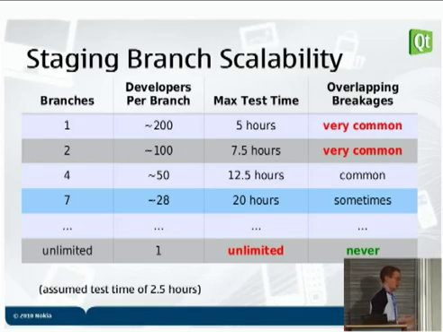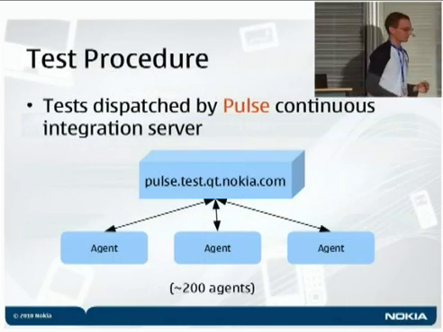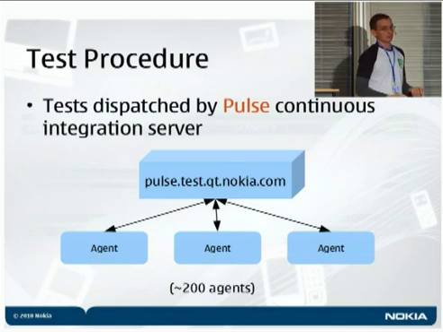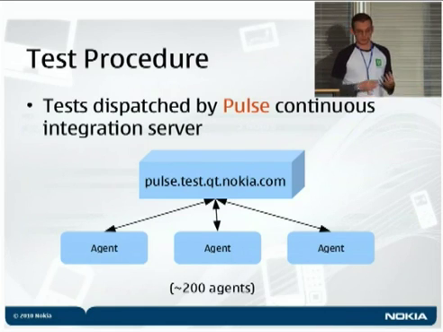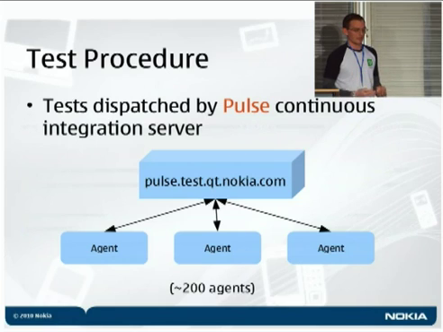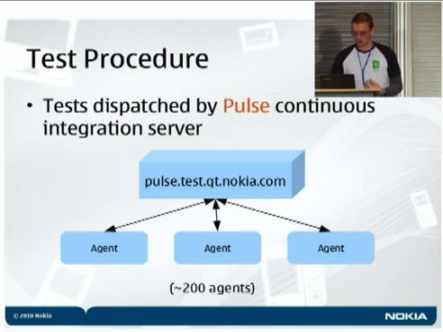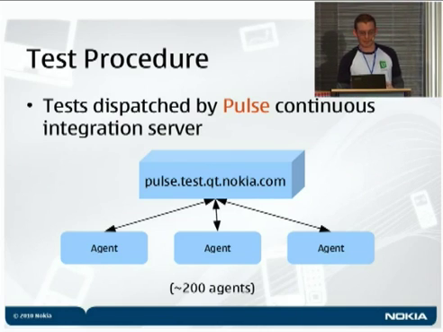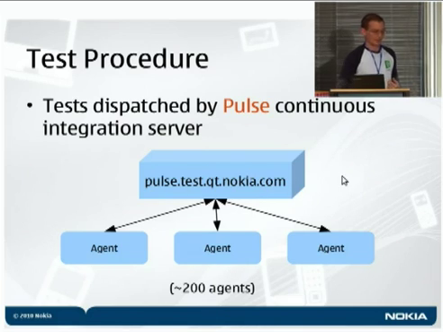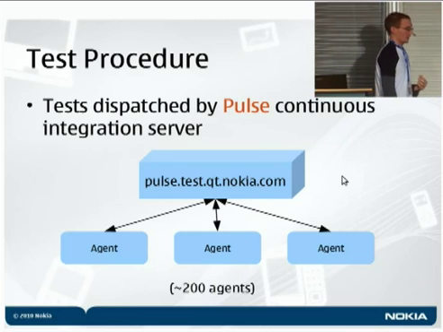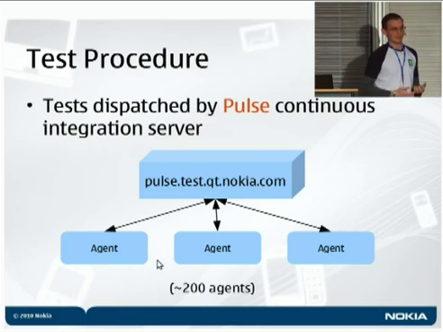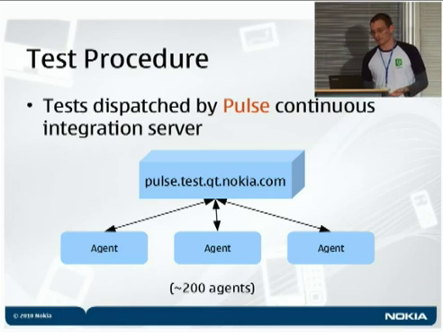Okay, so I want to talk a bit about how we actually run these tests. So we use a commercial continuous integration server called Pulse. You may have heard of systems such as Hudson or Cruise Control or BuildBot. This is a similar system to those. Basically, the way it works is that we have a central server here, and we have some agents or test machines. We have about 200 of those. So we use Pulse in preference to the other products because it's very flexible and it allows us to implement whatever kind of workflow we want.